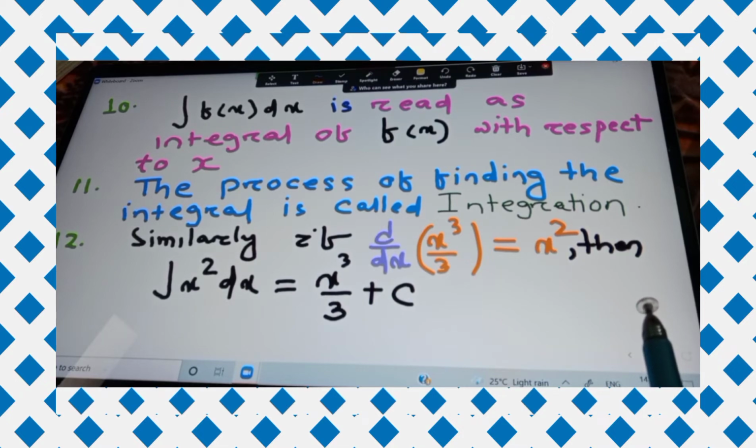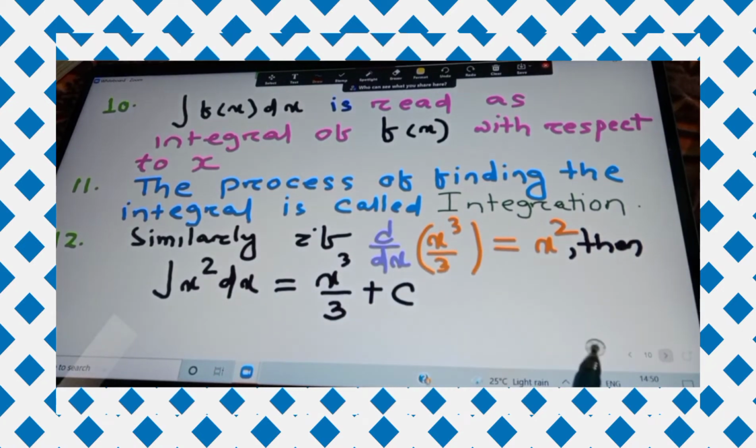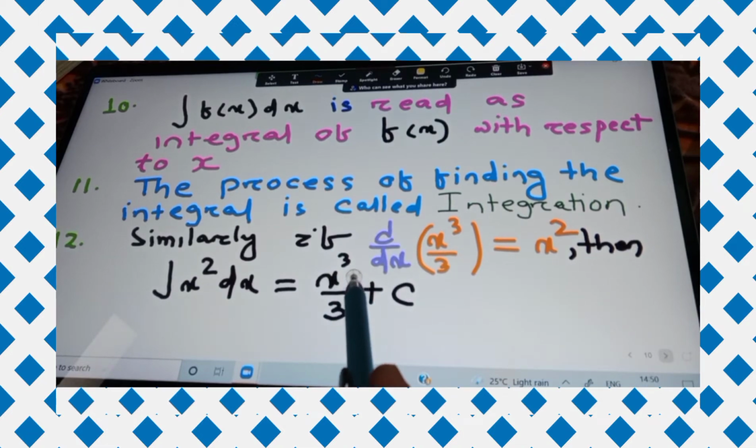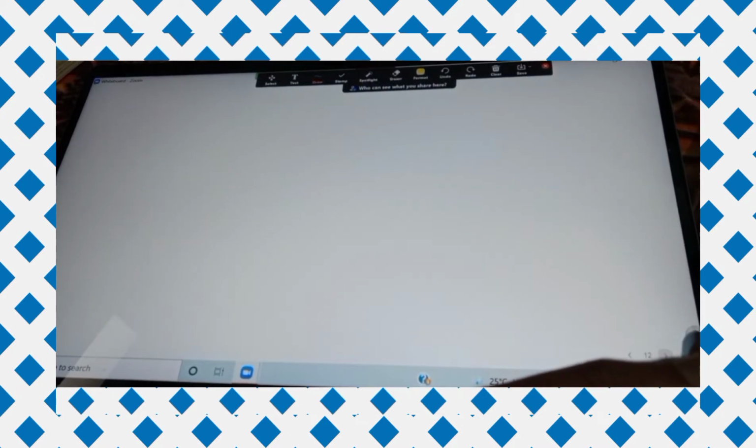Similarly, a simple example I have taken here: if the derivative of x cube upon 3 is equal to x square, then what is the integration of x square with respect to x? Naturally, you will say x cube by 3 plus c. Understand? Just reverse. You can clearly understand how integration is the opposite, the reverse process of differentiation.